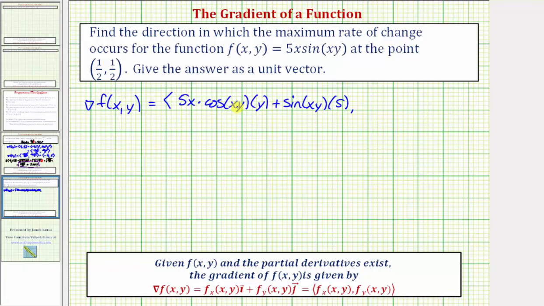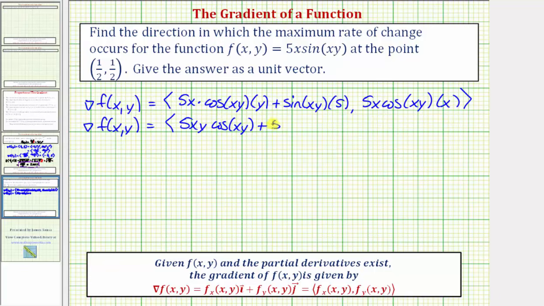So this would be the x component, and now the y component is going to be the partial of f with respect to y. So now we differentiate 5x sine xy with respect to y, treating x as a constant. So we'd have 5x cosine of xy times the derivative of xy with respect to y, which would be x. Now let's go ahead and simplify this. So here we have 5xy cosine xy plus 5 sine xy, and the y component would be 5x squared cosine of xy.